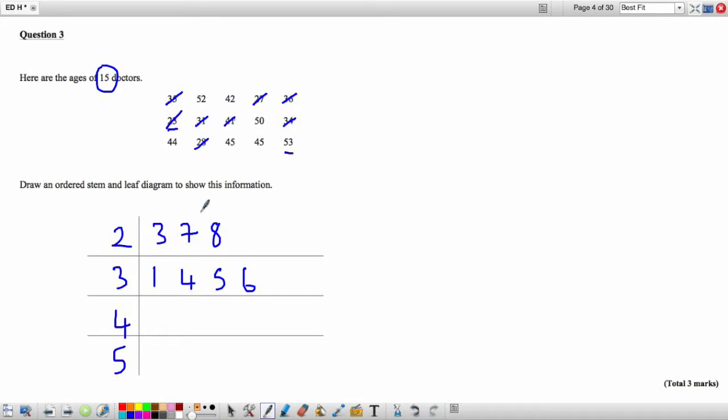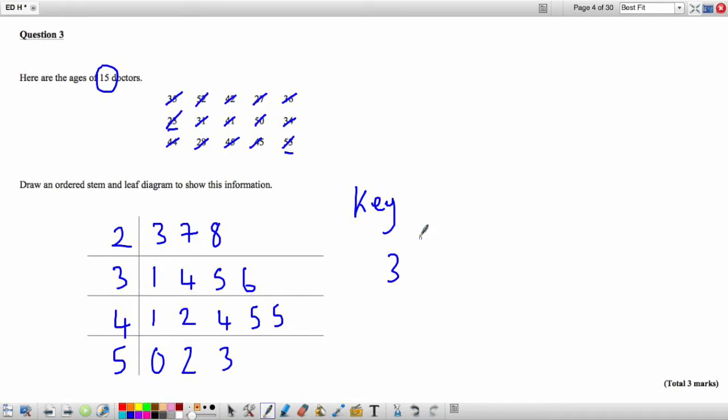For 40s, we have 41, 42, 44, and then two 45s, so 5 and 5. For 50, we have 50, 50, 52, 52, and 53. Check that you have 15 numbers: 1, 2, 3, 4, 5, 6, 7, 8, 9, 10, 11, 12, 13, 14, 15. Then, to include our key, choose any number. 3 | 4 means 34 years.